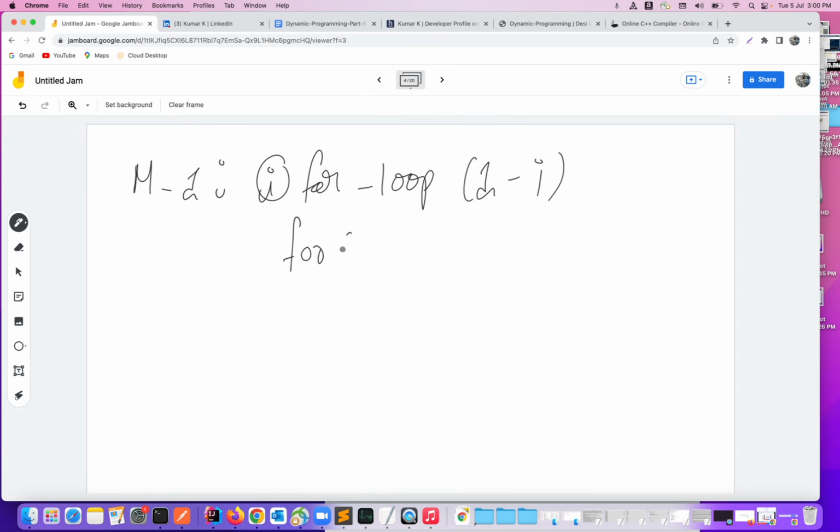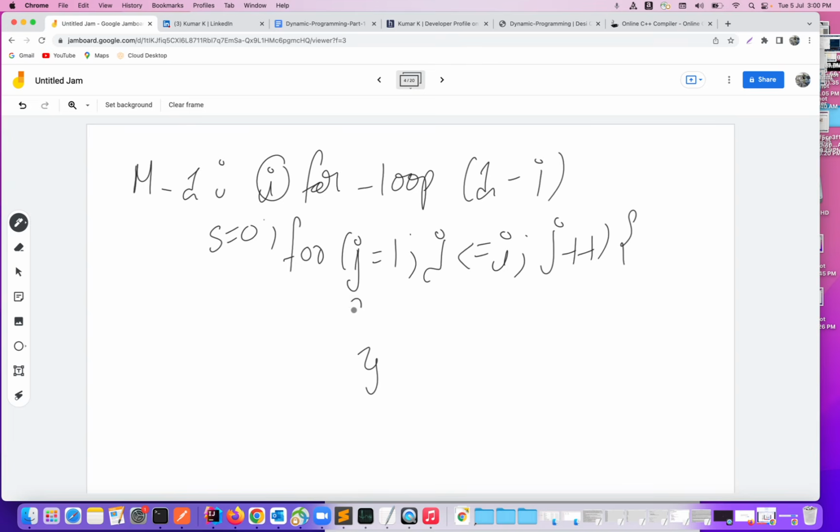Just like for j equal to 1, let's use the index j, then j less than equal to I, then j plus plus. And inside we use some variable, let's use s equal to 0. All we need to do is s equal to s plus a of j. And then finally just print s. So what is happening here? We are just traversing the array and finding the answer to one single query. Given an I, just iterate from 1 to I, find the sum of all those numbers and just print that thing.